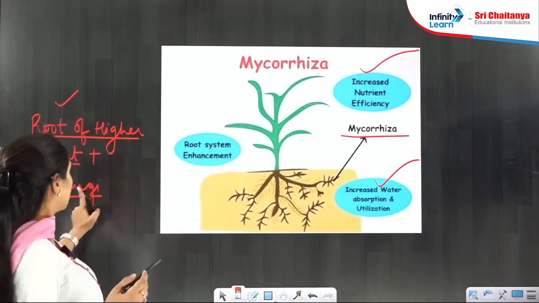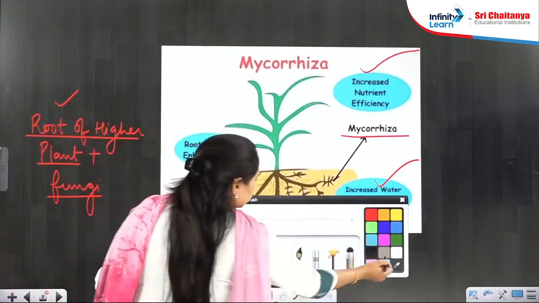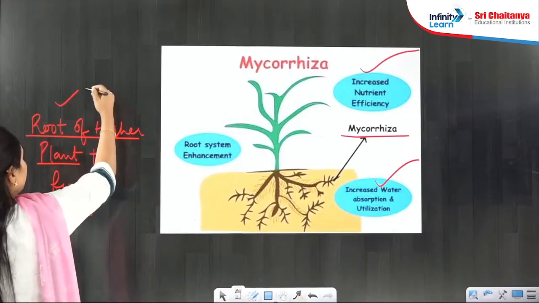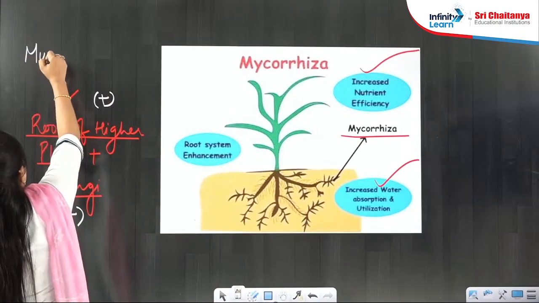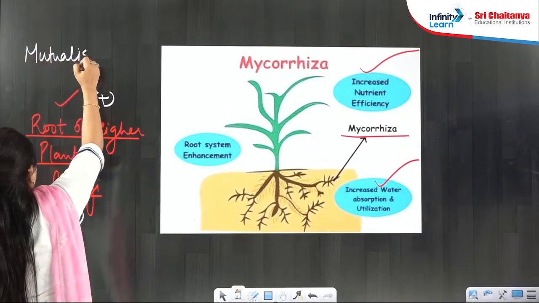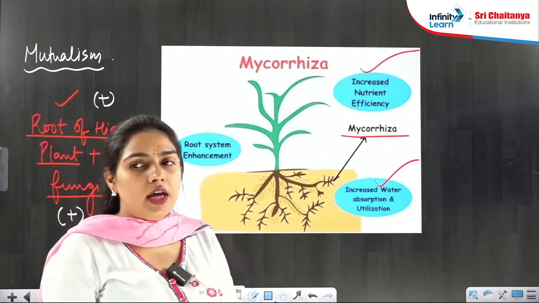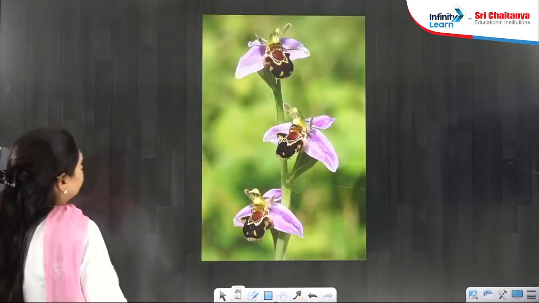So fungi is also getting the benefit. This is getting the benefit and this is also getting the benefit. Both are getting the benefit. Mutualism. Both are getting the benefit. Mutualism, beta. Okay. Coming to the next.